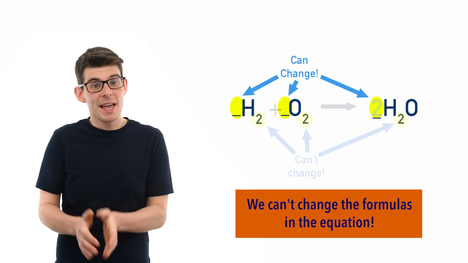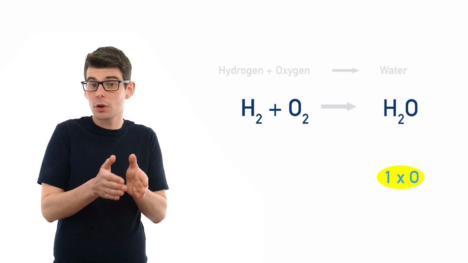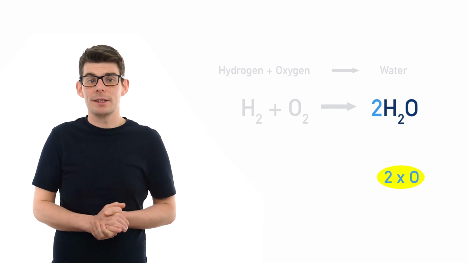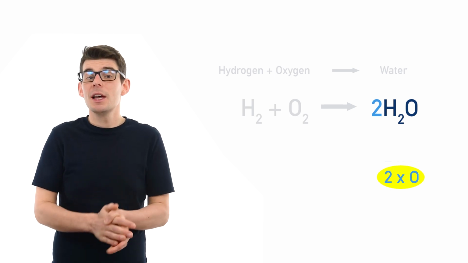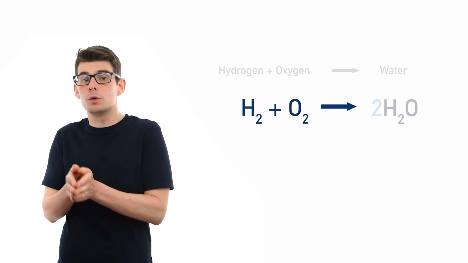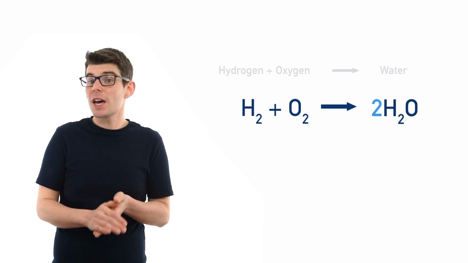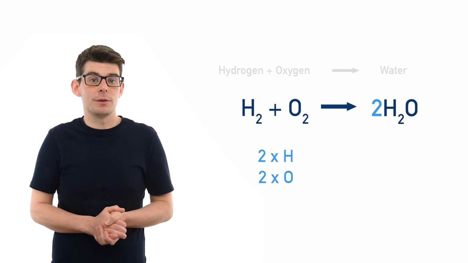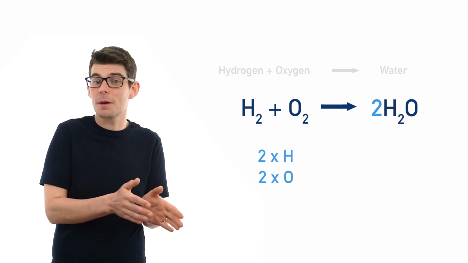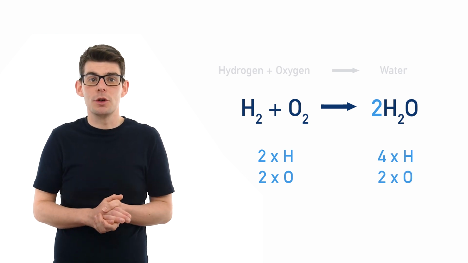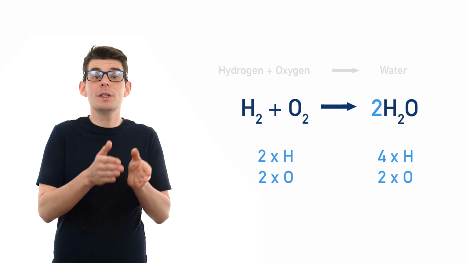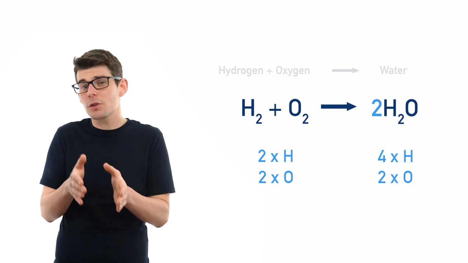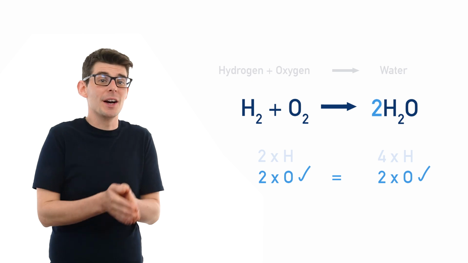Back to our example then. If one H2O molecule gives 1 oxygen atom, we need 2 H2O molecules to give 2 oxygen atoms. This would now give us H2 plus O2 equals 2 H2O. Let's recheck our atom numbers. 2 times hydrogen on the left, 2 times oxygen on the left. Now, however, we have 4 times hydrogen on the right and 2 times oxygen, as 2 lots of H2O would give 4 times H and 2 times O in total. Now the oxygens balance out on both sides, but the hydrogens don't.